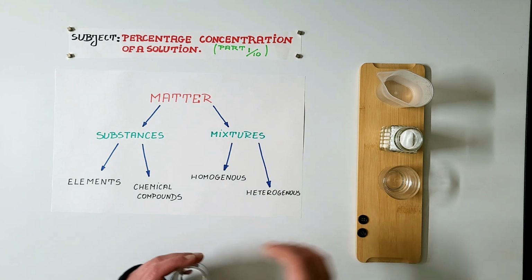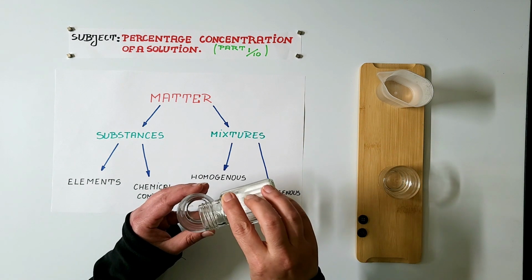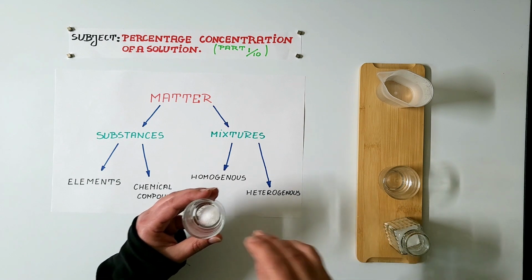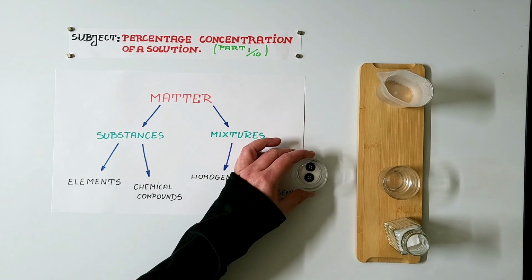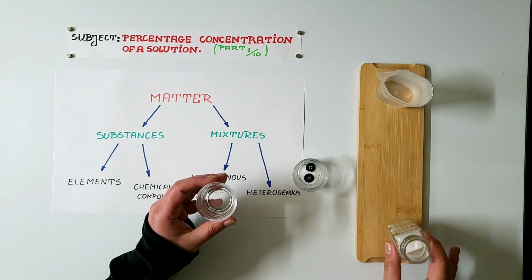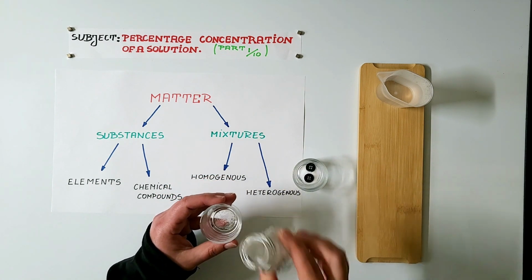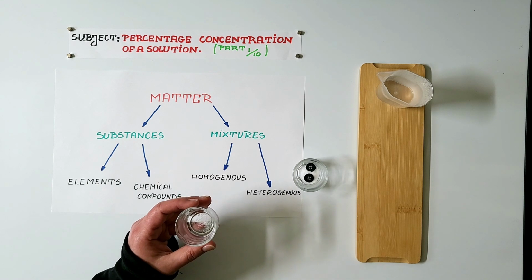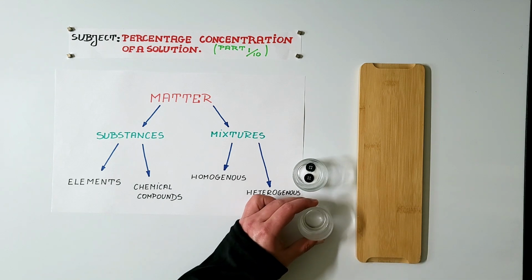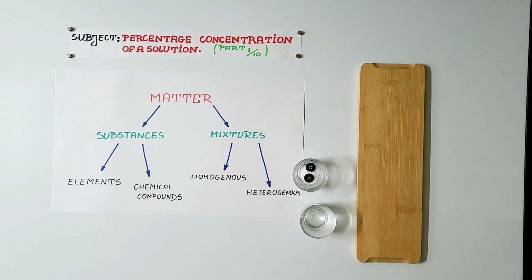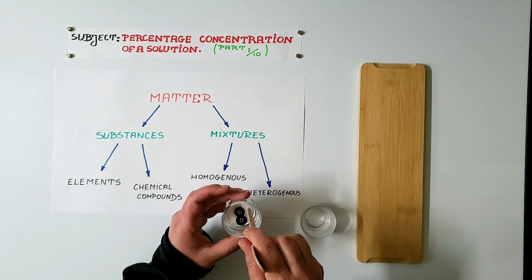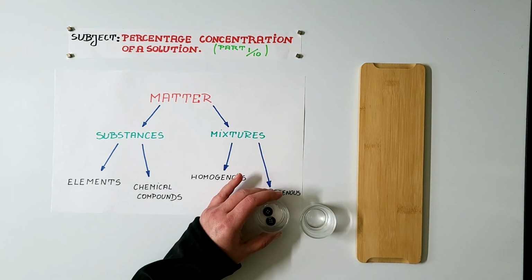I pour salt into the first container and throw in the buttons. Into the second container, I pour salt and add water. Now, I will mix both mixtures. As you can see, in both dishes, we have mixtures.